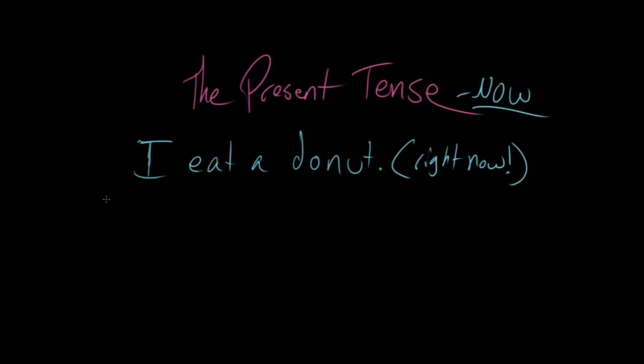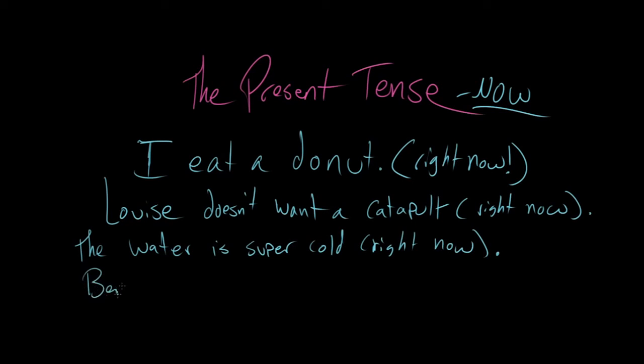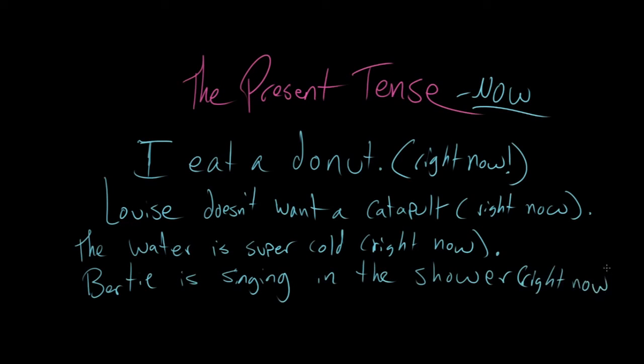I eat a donut right now. Louise doesn't want a catapult right now. The water is super cold right now. Bertie is singing in the shower right now. All of these sentences are taking place in what we call the present. There are a couple of ways to form the present tense, and I've demonstrated two of them here. So we can say eat, or doesn't, or is, but we can also say is singing. So when you generally have something that has is and ing in it, it means it's happening right now. It's happening in the present tense.